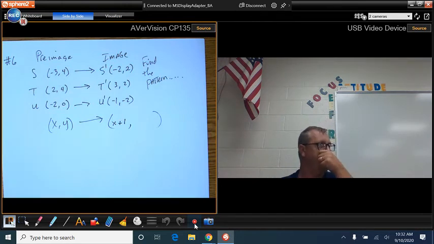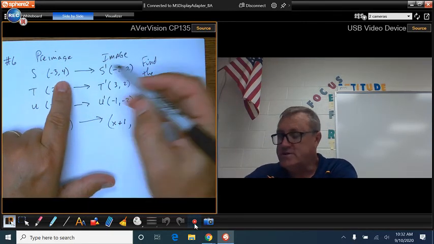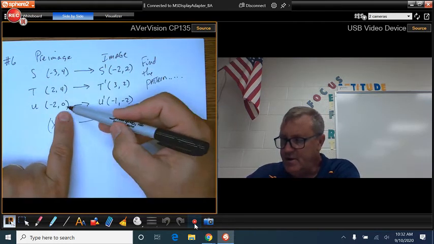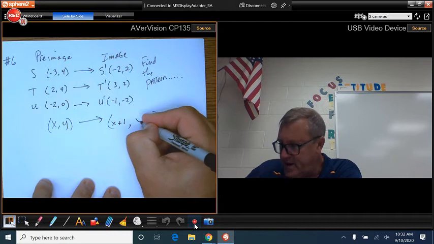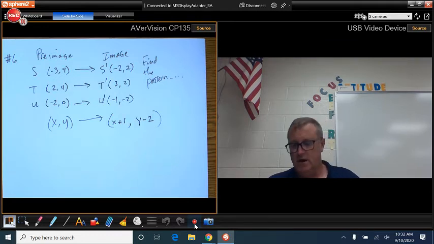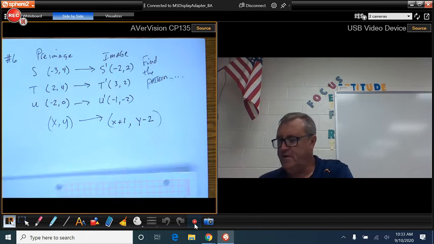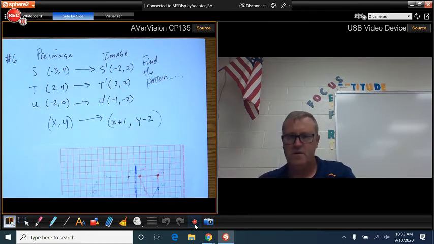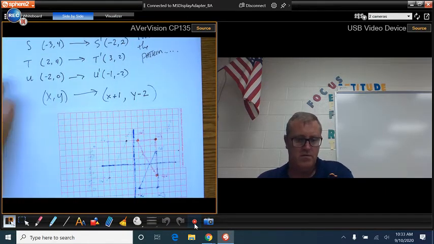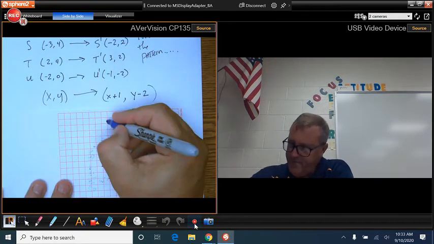So we found the pattern for the x. What's the pattern for the y? Try it, Henshaw. -2. Let's try it. 4 minus 2 is 2. 0 minus 2 is -2. Very good. You guys found it. There's the rule. Does that make sense? See how easy it is? Okay. All right, let's do a graph.